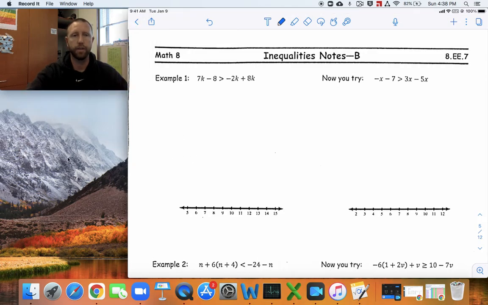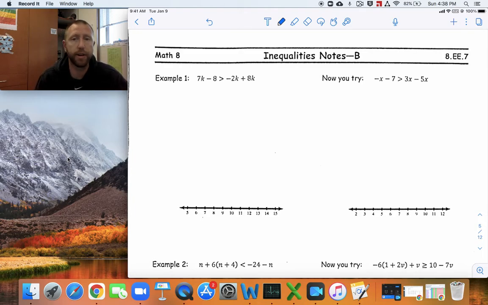All right, guys, so we are on to the next section in our new packets, the Inequalities Notes section B. So still dealing with inequalities. You're still going to look at these the same way that you do equations. This is going to be a really quick lesson. I'm going to do an example, then we want you to try it. And then I'm going to do an example, and then we want you to try it. And just check yourself, okay?